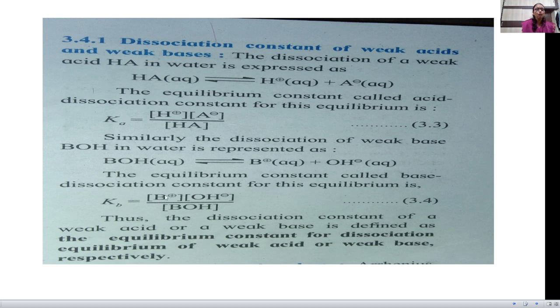Therefore, Kb is equal to the molar concentration of B+ into the molar concentration of OH- upon the molar concentration of BOH. Thus, the dissociation constant of a weak acid or weak base is defined as the equilibrium constant for the dissociation equilibrium of the weak acid or weak base respectively. That means the dissociation constant of a weak acid or weak base means the equilibrium constant.